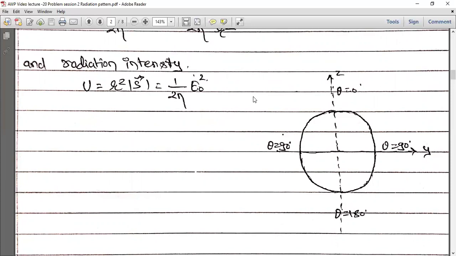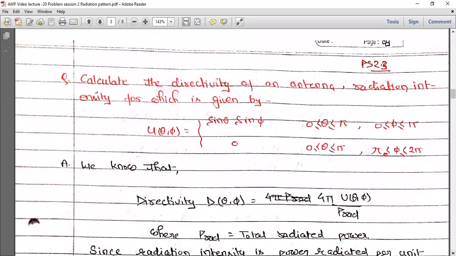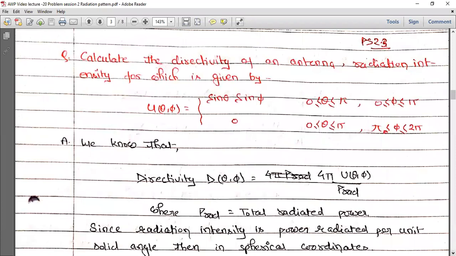Okay, so this is our first question, and now we move to the next. So now we are heading to our next question. So this is our next question.